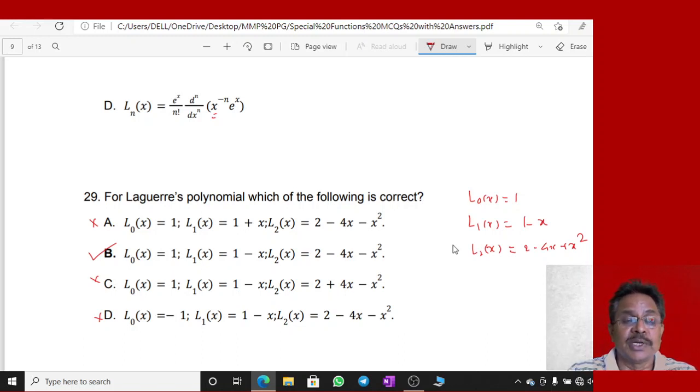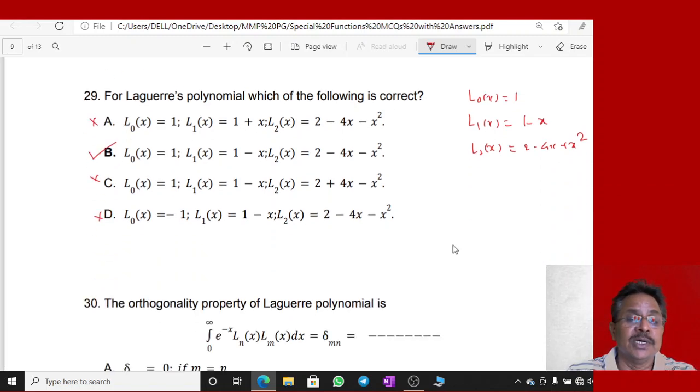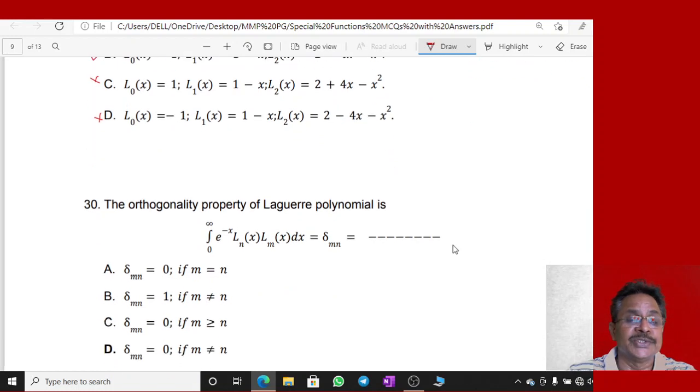So using Rodrigues formula or any other method, generating functions also, we can find out the first three members of the Laguerre polynomial: L0 of x is equal to 1, L1 of x is equal to 1 minus x, and L2 of x is equal to 2 minus 4x minus x square. And also try to plot all these things. You'll find there are other properties too.